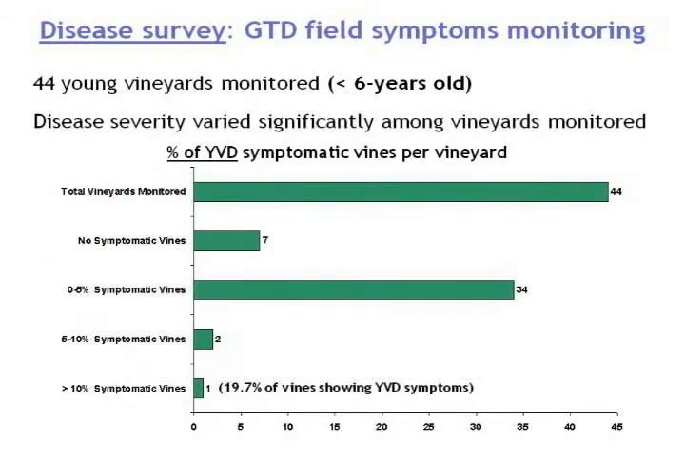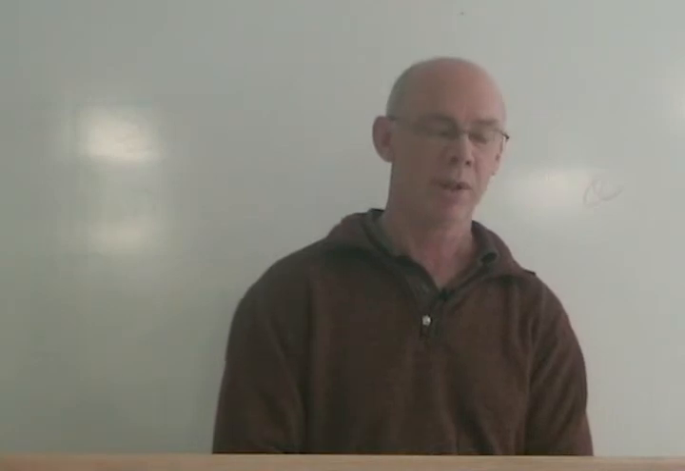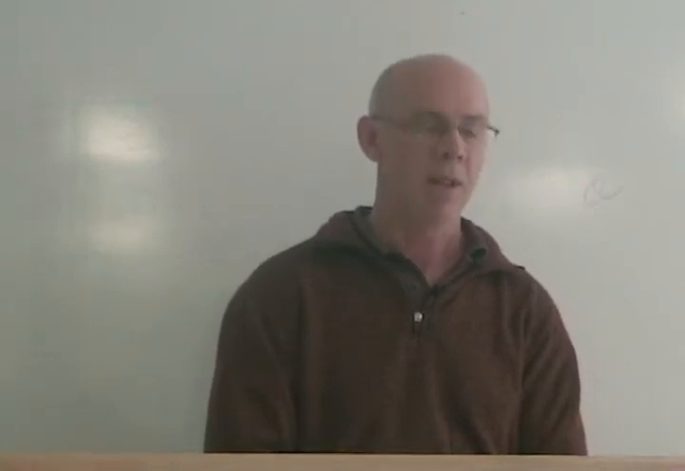Of the same 44 young vineyards, 7 had no symptoms at all, while 34 of the 44 showed symptoms in 0 to 5% of the vines. 2 vineyards showed between 5 and 10% symptomatic vines, and 1 vineyard had greater than 10%. In that particular vineyard, almost 20% of the vines showed symptoms of young vine decline.